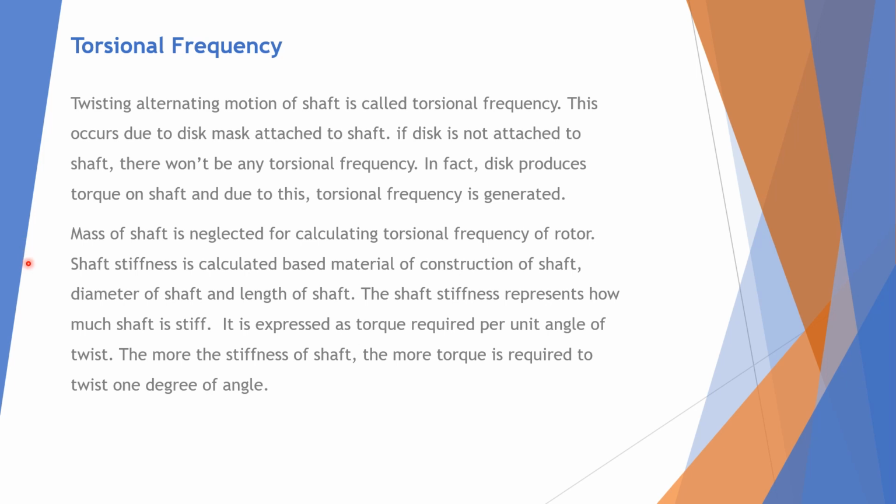Shaft stiffness is calculated based on the material construction of the shaft, diameter of the shaft, and length of the shaft. Shaft stiffness represents how stiff the shaft is. It is expressed as the torque required per unit angle of twist. The more the stiffness of the shaft, the more torque is required to twist 1 degree of angle.